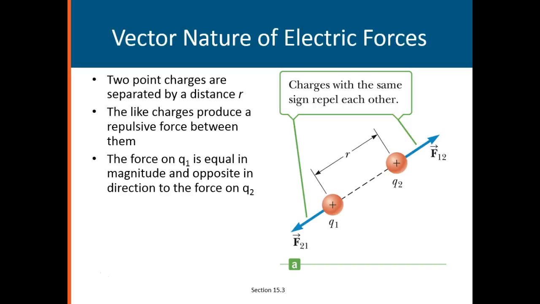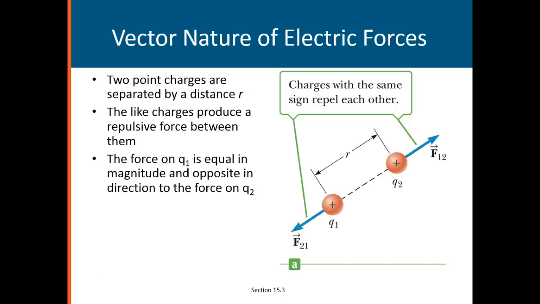The like charges produce a repulsive force between them. The force on Q1 is equal in magnitude and opposite in direction to the force on Q2, no matter what the size of those charges are. There's nothing here that says those are equal charges, but the forces are equal. I just showed you this slide before the previous quick quiz, so you would probably have gotten it right.